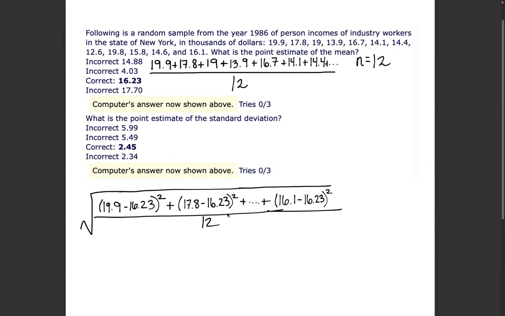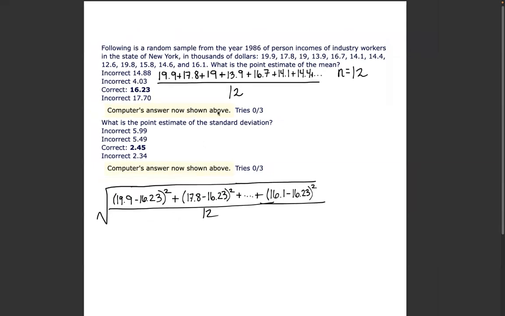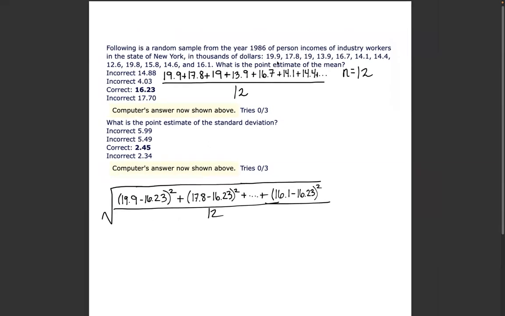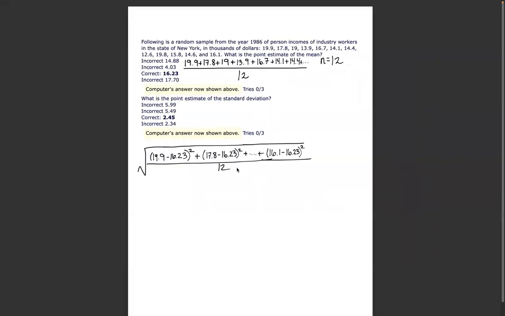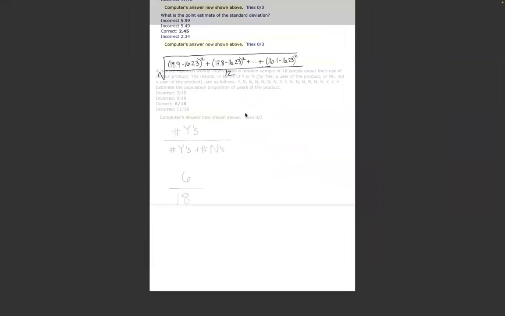And then you're going to divide that by the total, which is 12, and then take the square root of that number altogether. And when you do that, you'll get 2.45. So for this, it's fastest to use R, but I like writing this out because it just helps with understanding of how to calculate the standard deviation.